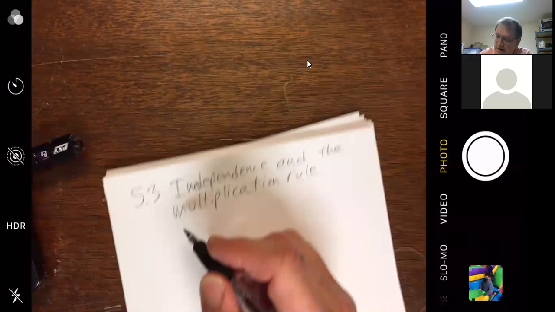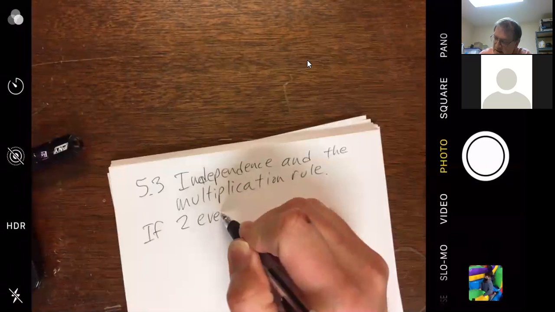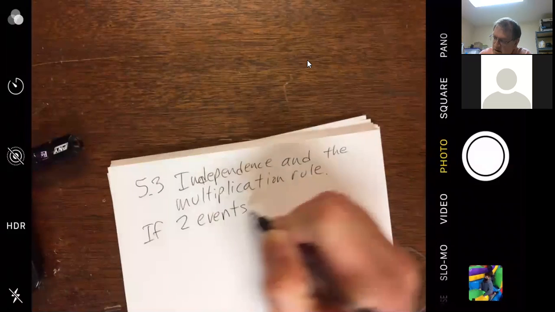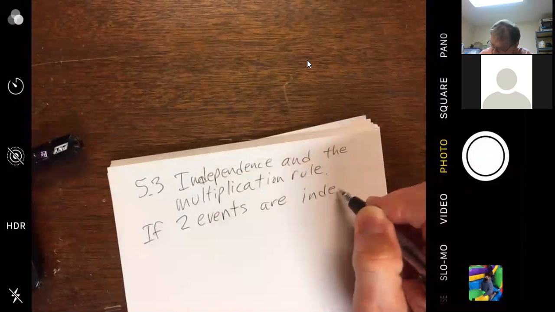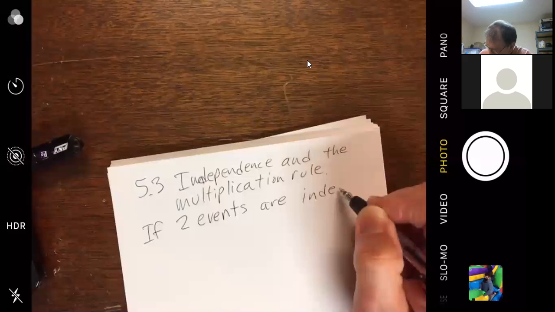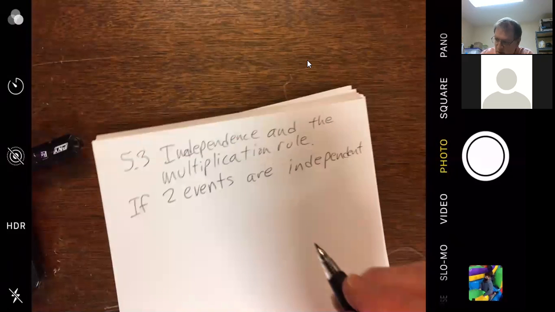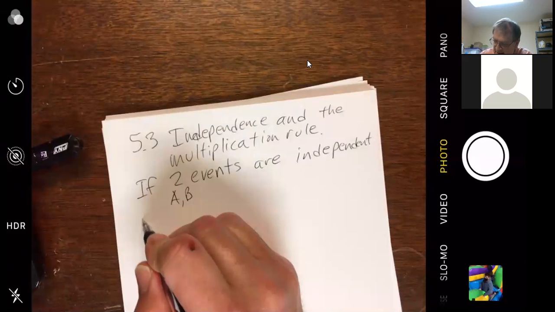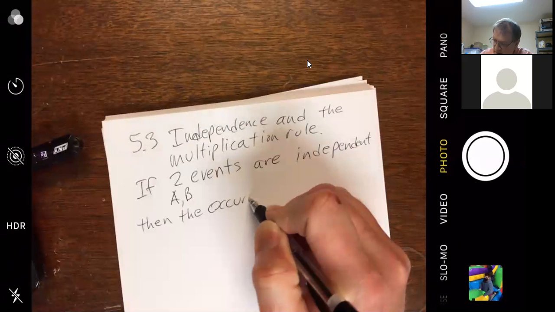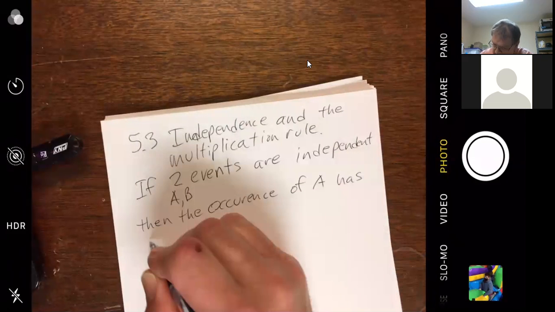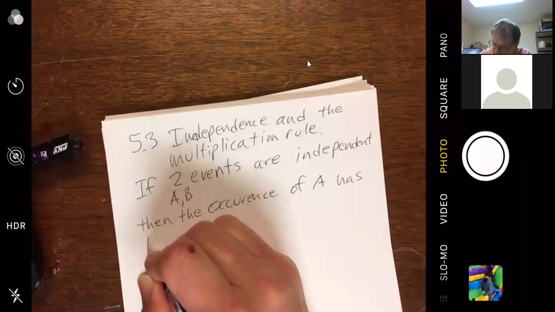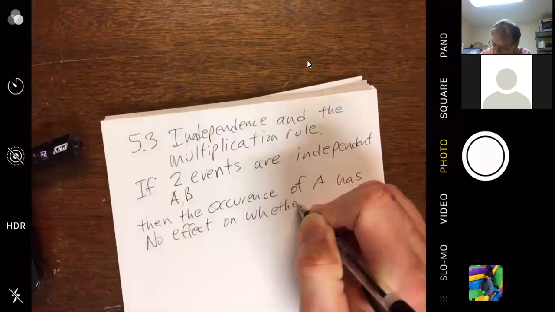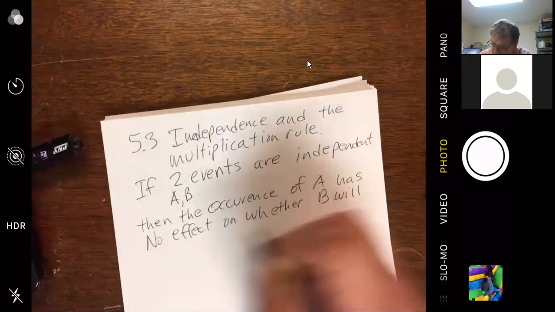If two events are independent, we'll call them A and B, then the occurrence of A has no effect on whether B will occur.